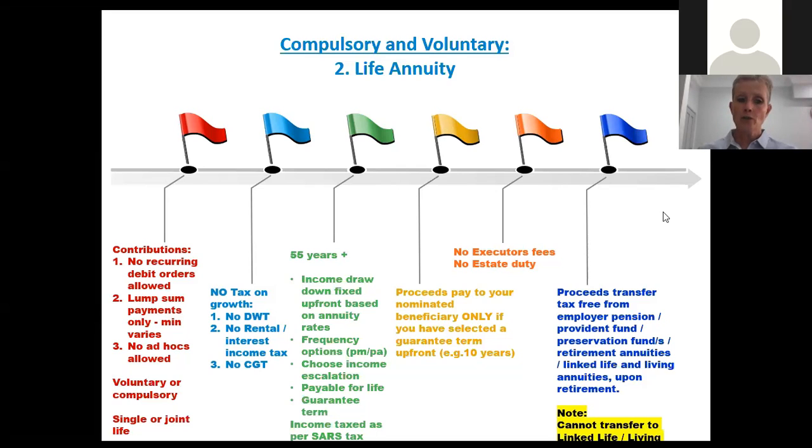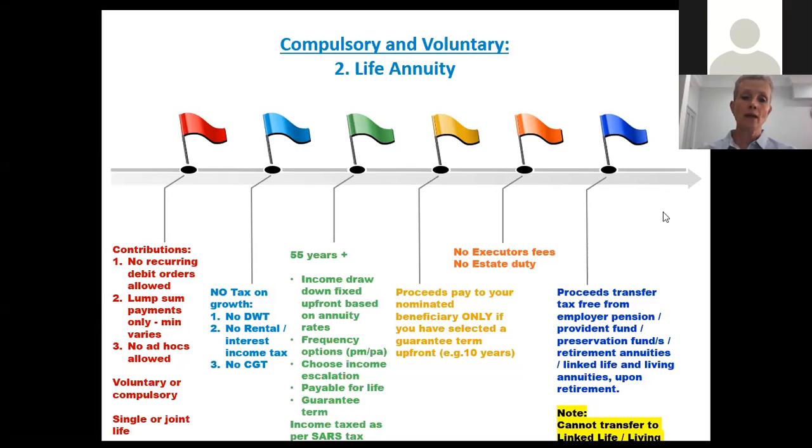There's no tax on the growth. You have to be 55 years at least or older to go into one of these products. The income drawdown is fixed upfront based on the annuity rates at the time, and as I said a few minutes ago, they come out weekly. Frequency options you have available, the same as the linked life annuity, so you can choose monthly, annually, biannually, or quarterly. Again, all of this gets chosen up front. Nothing can get changed along the way.